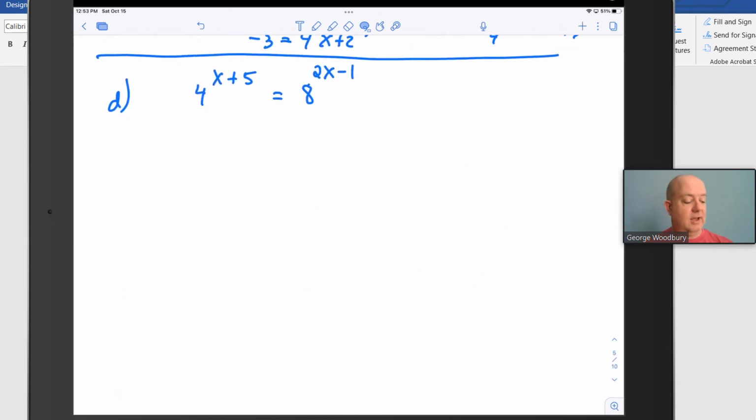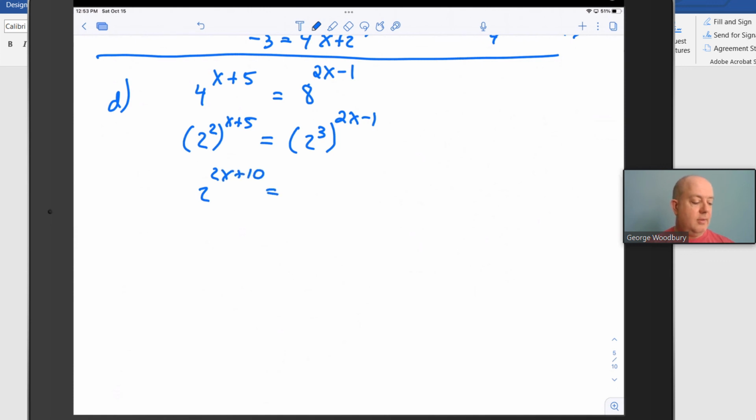So I can write the left side as 2 squared to the x plus 5 power, and I can rewrite 8 as 2 cubed. So 2 to the third power to the 2x minus 1 power. So now I've got the same base on both sides. I need to clean up the exponents though, and again, I can multiply those exponents. So on the left side, 2 times x plus 5 becomes an exponent of 2x plus 10. On the right-hand side, distribute the 3 to 2x minus 1. We get 2 to the 6x minus 3. And because the bases are identical, the exponents must be equal.